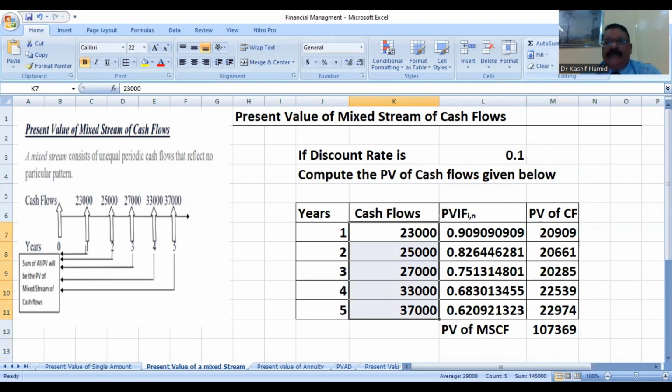We are attaining these amounts if we invest today. The question here is what amount we should invest today to attain these cash flows. The answer is that the present value of the mixed stream of cash flows is 1,07,369. Now we will see another concept regarding present value of a perpetuity.